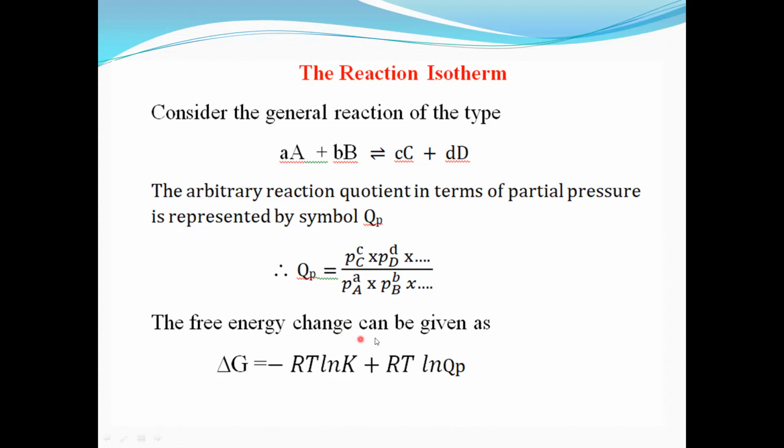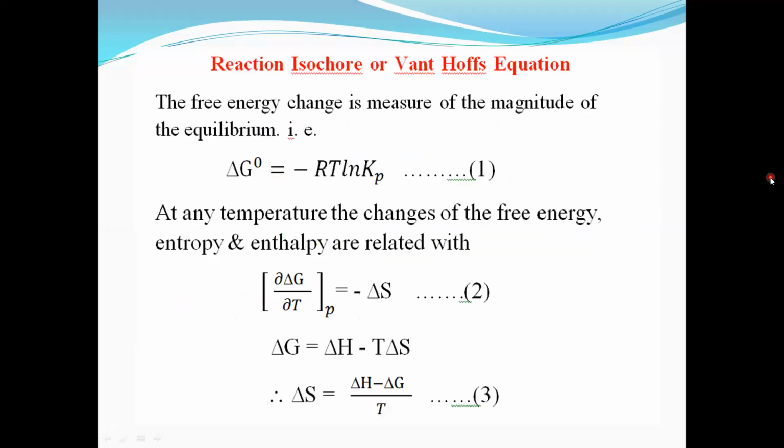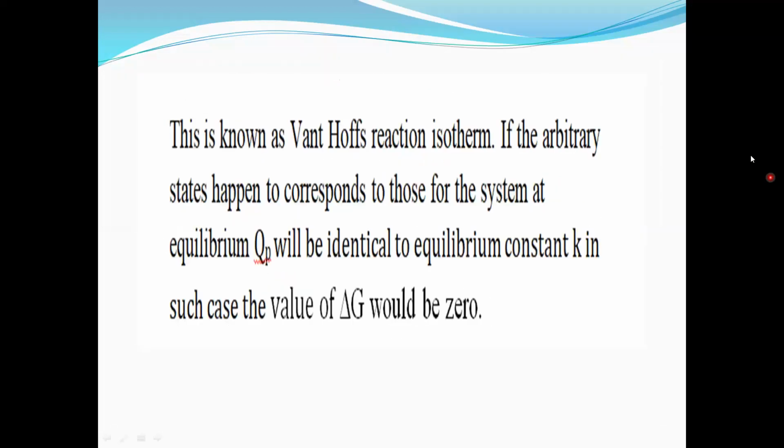Now the free energy change can be given as delta G is equal to minus RT ln K plus RT ln QP. Here the reaction quotient is written as RT ln QP. So this is the free energy change, delta G equal to minus RT ln K plus RT ln QP. This is known as van't Hoff reaction isotherm.